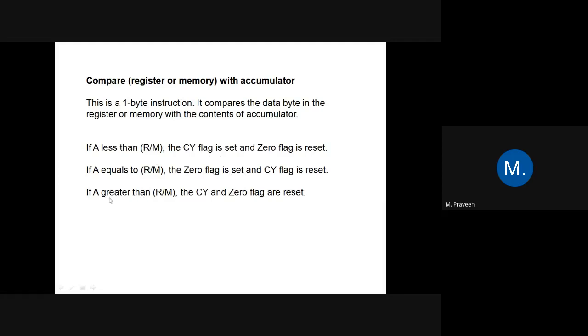The third condition is if A is greater than B. If A is greater than B, then A minus B: while subtracting the highest value minus the smallest value, you will definitely not get any carry. Therefore, carry will be reset and the 0 flag is also going to be reset. Therefore, the answer is non-zero only, so the 0 flag is also reset here.